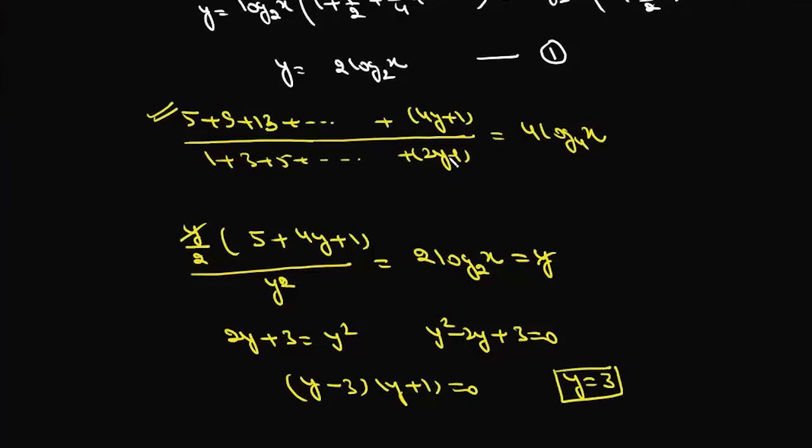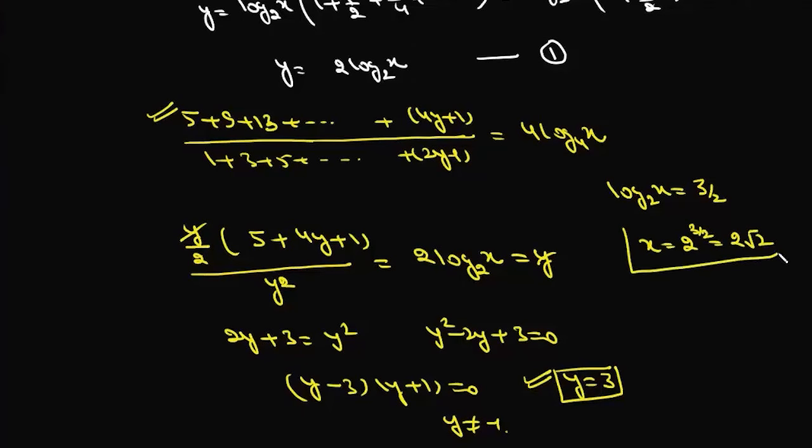Now since y is also number of terms, it cannot be negative. So the only value of y we are taking is y equals 3 and not y equals minus 1. So if we take y as 3, then log x base 2 is 3 by 2, then x is 2 to the power 3 by 2, which is simply 2 root 2. So value of x is 2 root 2 and value of y is 3.